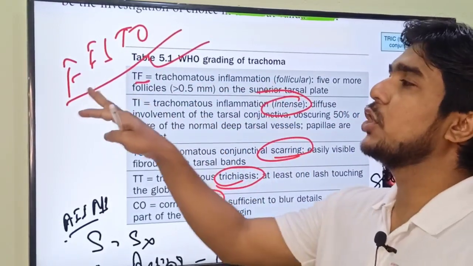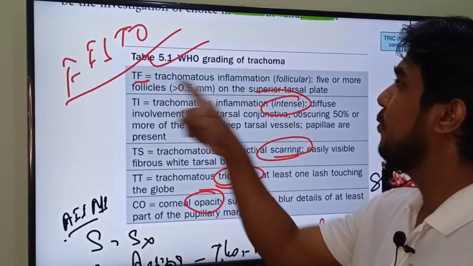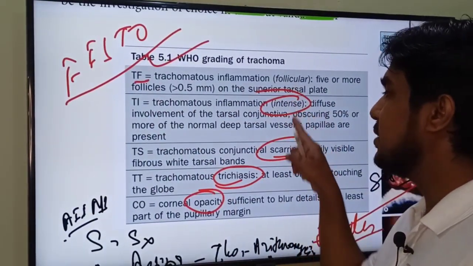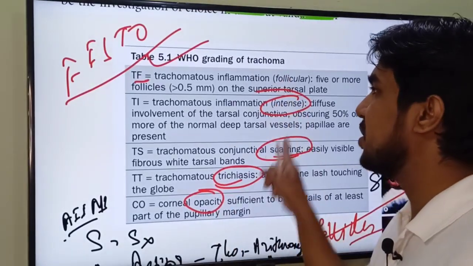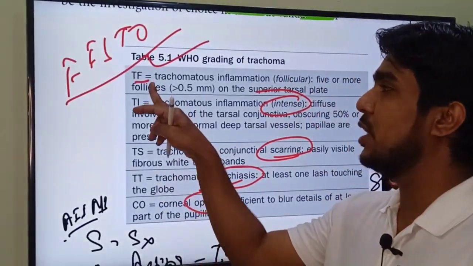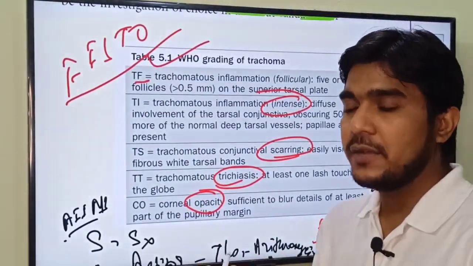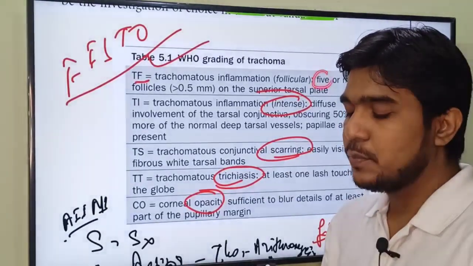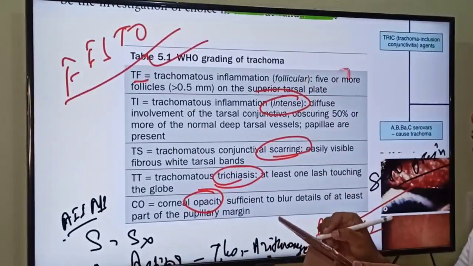WHO grading. WHO grading is FISTO. F for follicle, I for intense, S for scarring, T for trichiasis, O for opacity. Just remember this FISTO. What is being asked in the examination is about the follicular stage. You need to remember when you call it a follicular stage: when the number is 5 or more than 5.